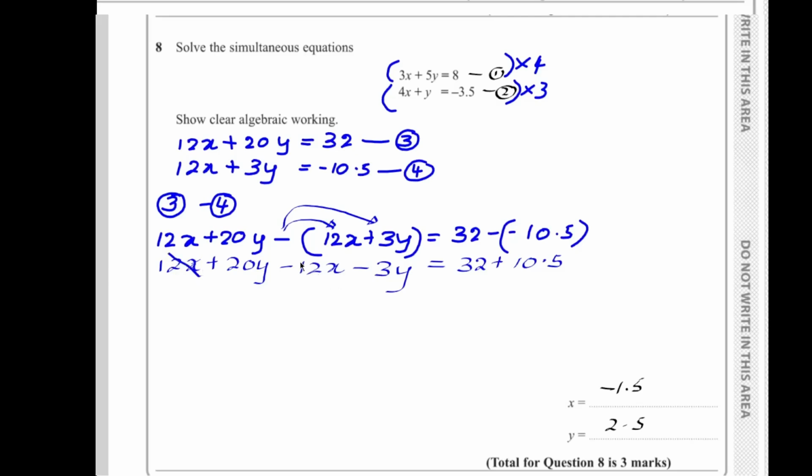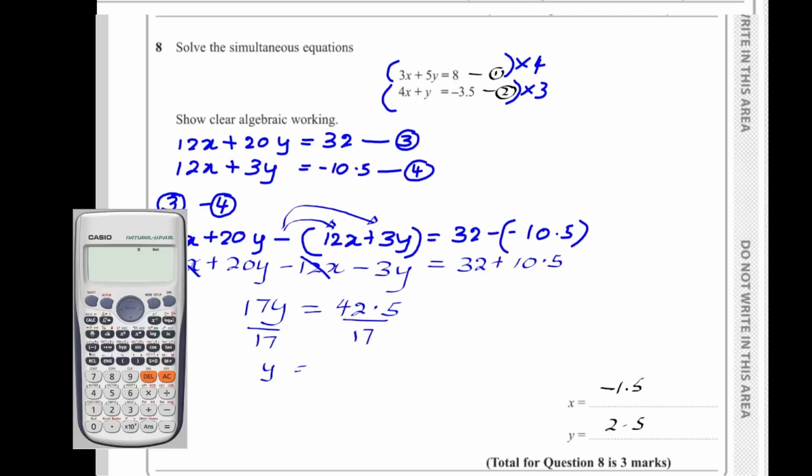Now the 12x terms get cancelled out. 20y minus 3y becomes 17y, equals 32 plus 10.5, which is 42.5. Then to get y, I have to divide this side by 17 and this side by 17. Then y becomes 42.5 divided by 17. We are getting 5/2, which is correct. That's what the calculator gave us. So it is 5/2.